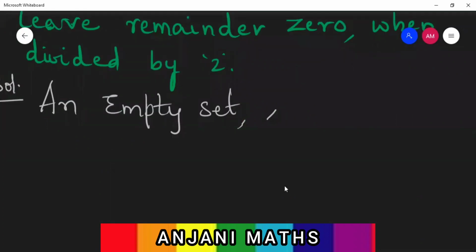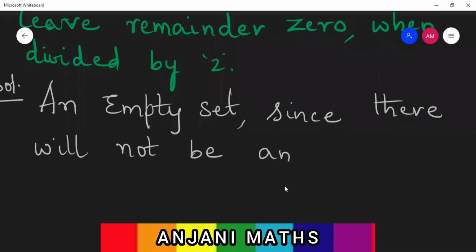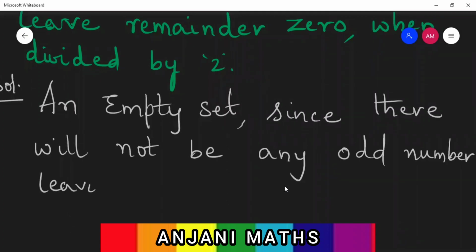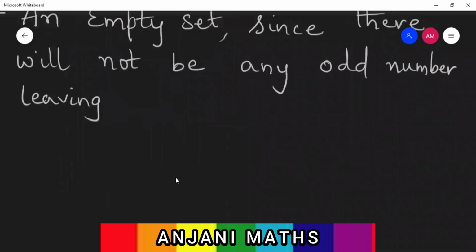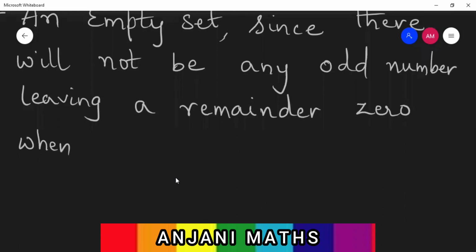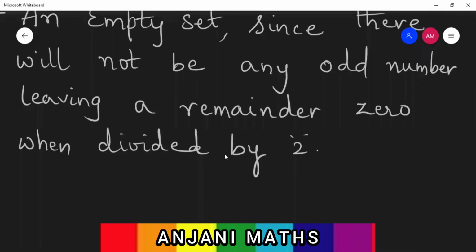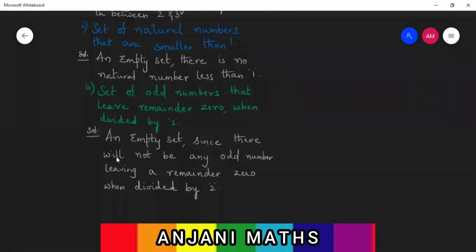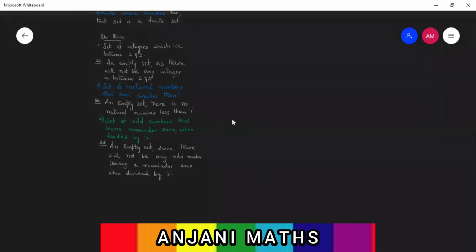Since there will not be any odd number leaving a remainder zero when divided by 2. That's the reason. Since they asked, justify your answer. Clear, everyone? Okay. I think it's very clear to you. Do this problem.